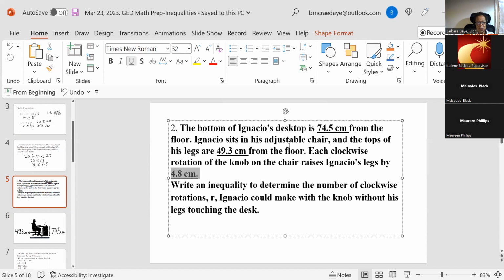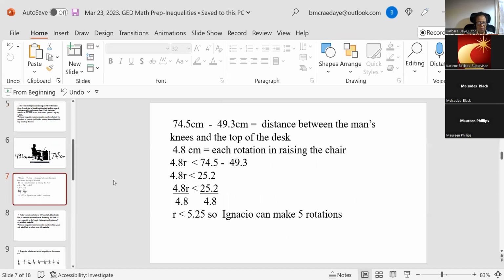The difference, divided by the 4.8, less than or equal, and you got your rotations. You got it right, 5.25. So since you don't make fractions, he can't make 6. So you take this lower number, the 5, because there's no quarter rotation. It's either a rotation or it's not.